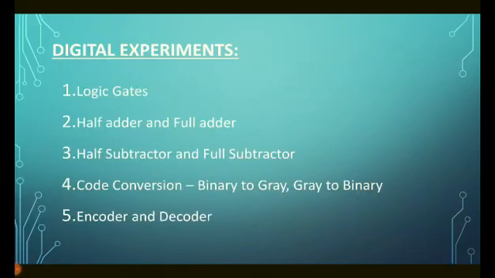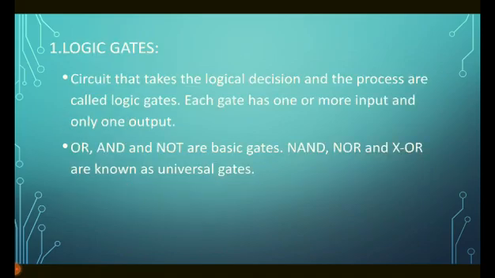The digital experiments are logic gates, half adder, full adder, half subtractor, full subtractor, and code conversion. Here we have two conversions, binary to gray converter and gray to binary converter. The last one is encoder and decoder. So let's see first what logic gates are.